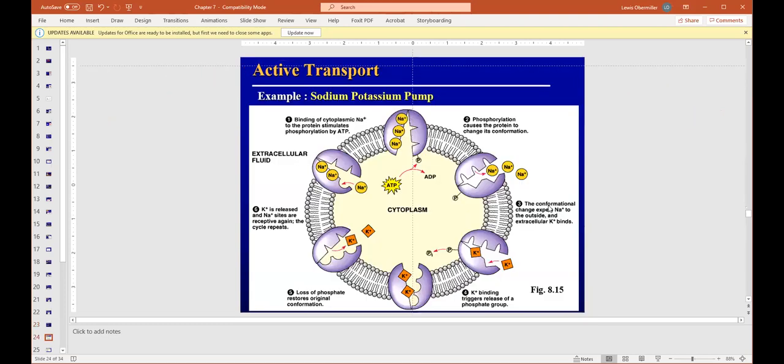I'll just finish this up and then I'll jump over to office hours. But here's an example of active transport. So in your body, you have a thing called a sodium potassium pump.